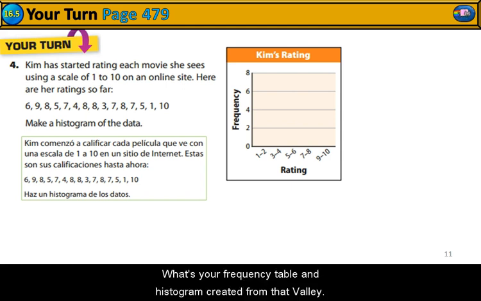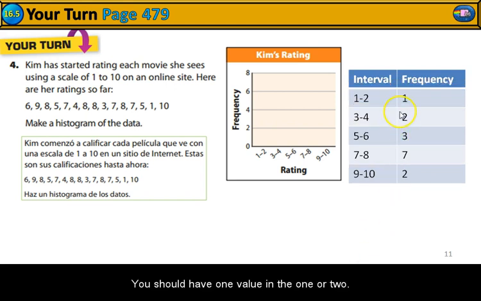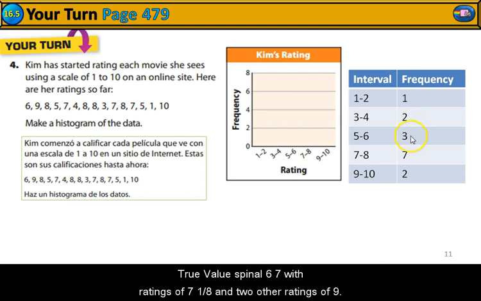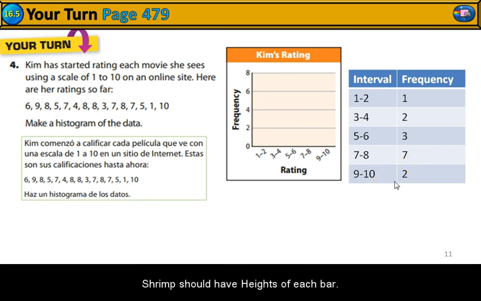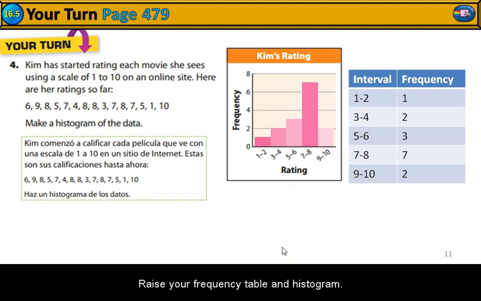Welcome back. Let's check your frequency table and the histogram you created from that value. We should have one value in the 1 and 2s, 2 values in 3 and 4, 3 values in 5 and 6, 7 with ratings of 7 and 8, and 2 other ratings of 9 and 10. Your histogram should have 5 bars to be exact, with heights matching the frequencies. Does your frequency table and histogram match this one? You did a great job.